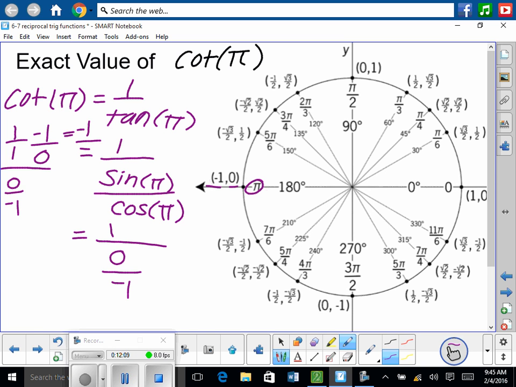What's 1 times 0? So we have negative 1 divided by 0. If you try typing that into your calculator, it will say error, because can we divide anything by 0? No, so this would be undefined.